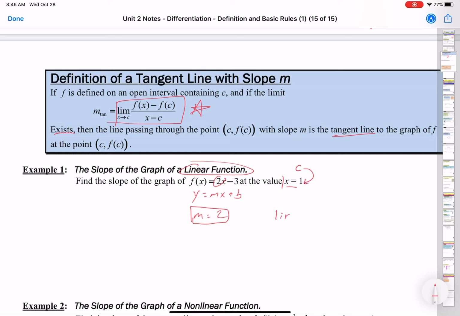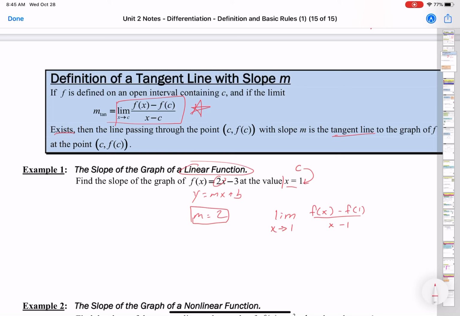So just plug that into the formula. This is the limit as x approaches c, which is 1, of f of x minus f of c, so f of 1, over x minus c, which is 1. So notice if I try to do a direct substitution here, if I plug in 1, that would be f of 1 minus f of 1, which would be 0, over 1 minus 1, which would be 0. It would be 0 over 0.